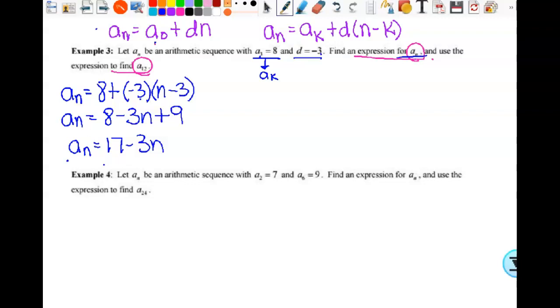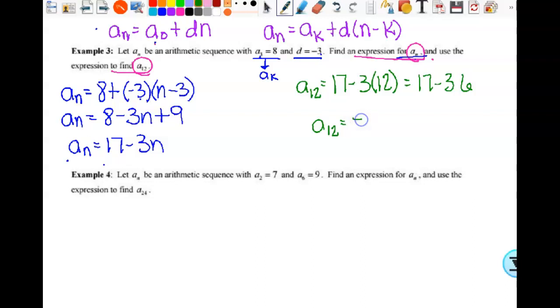Okay, so now that we have that, we can find the 12th term. So a sub 12 equals 17 minus 3 times what? 12. So that's 17 minus 36. So the 12th term is equal to, is my answer going to be positive or negative? Negative, and then I can worry about the number. Negative what? 19.